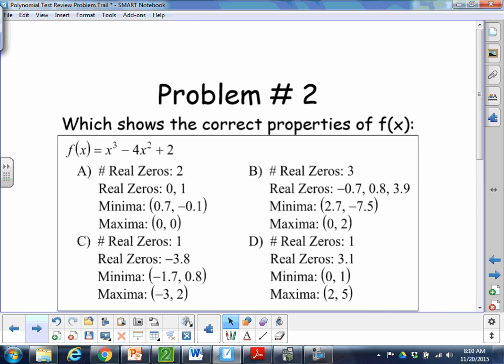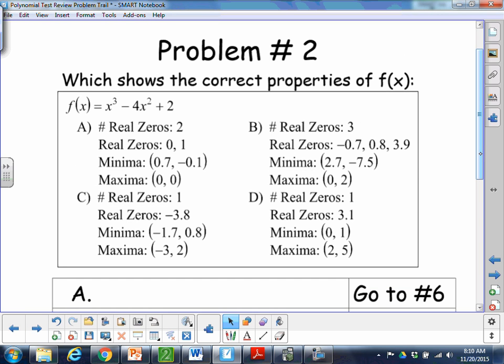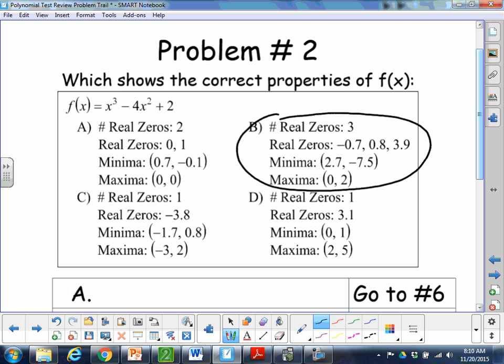It was actually the exact same type of problem, so I'm not going to go through all the details on it, but the answer to this one you should see would be B as well. If we were to graph that one, you would find it had 3 real zeros, it had a maximum and a minimum, and then we could find the coordinates for each zero.